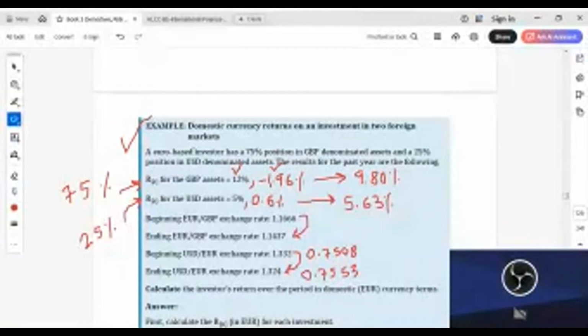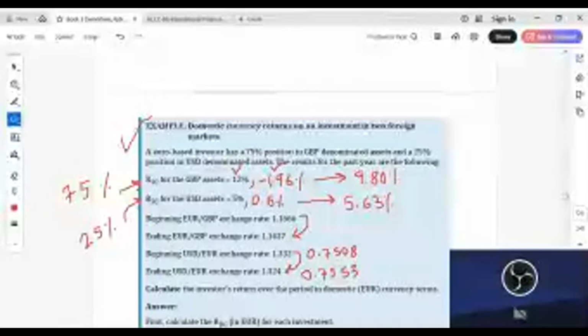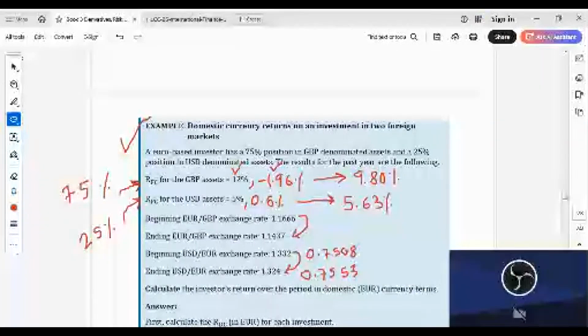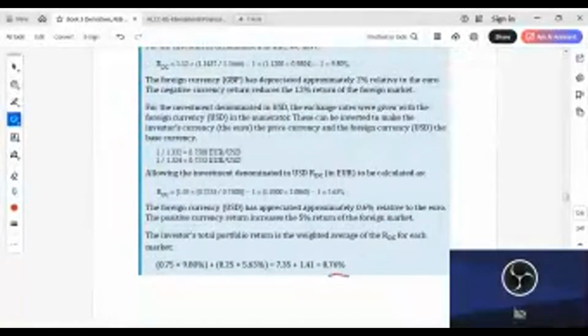And then you combine these two returns in 75-25%. I'm getting 8.76. Right?